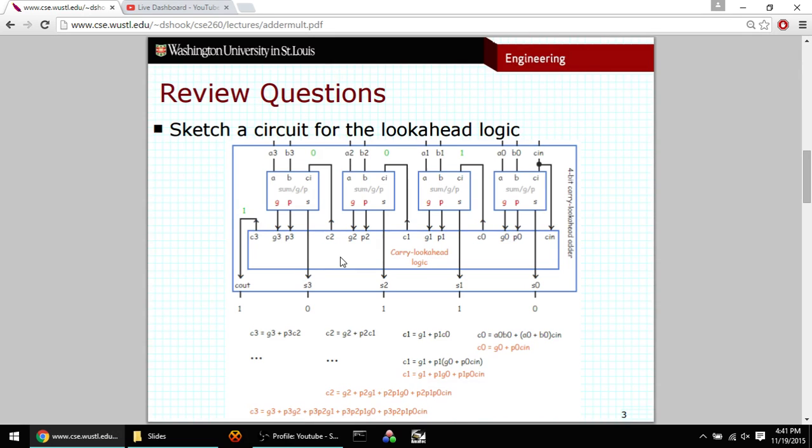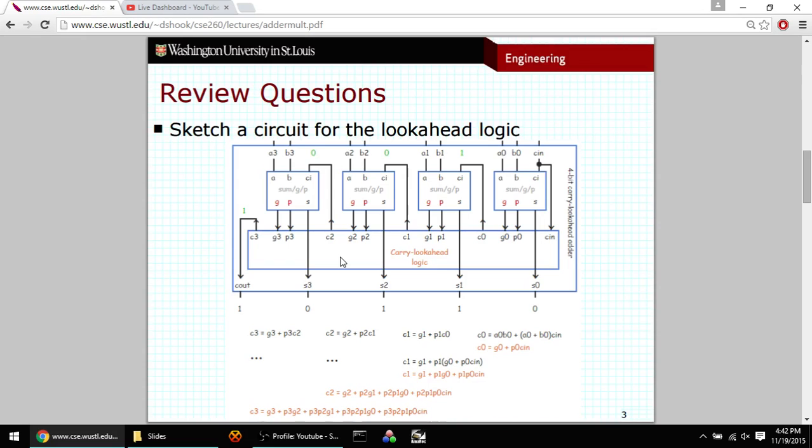1 gate, so 2 nanoseconds. So we got 2 nanoseconds right there, 2 nanoseconds right there to compute G and P, right? So then we have to talk about how long it's going to take to compute carry bits once we've got G and P for each of these values. So I've got G and P here.